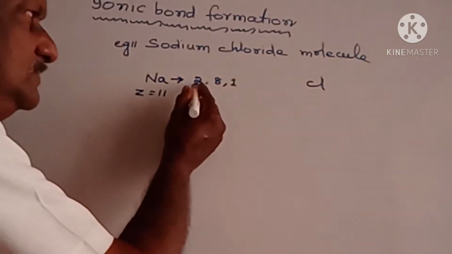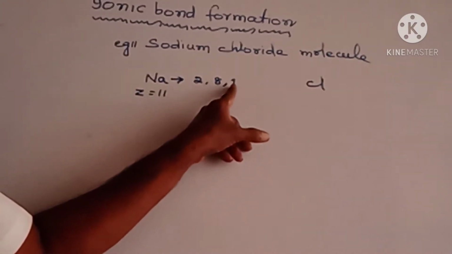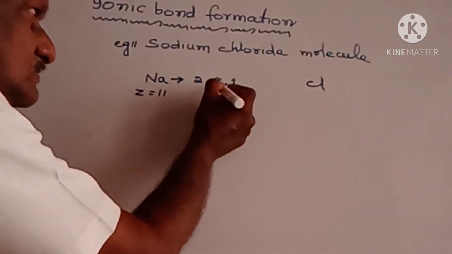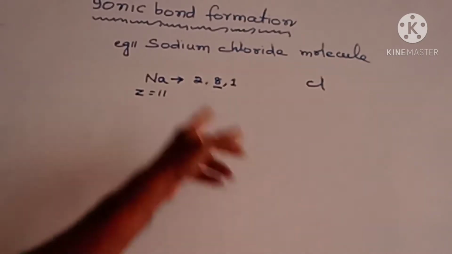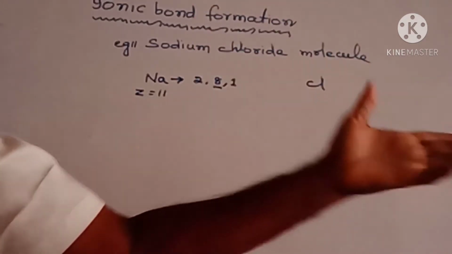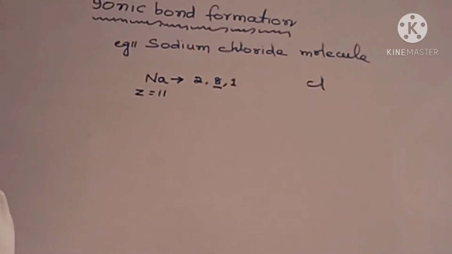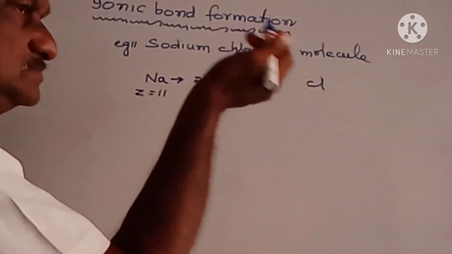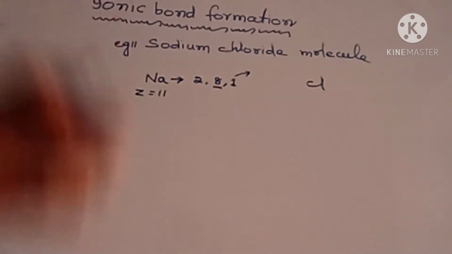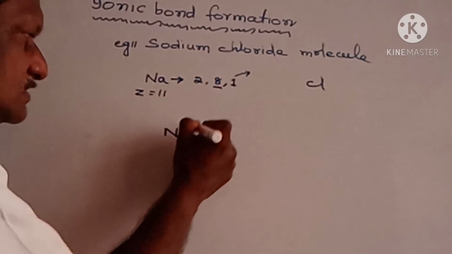When we observe its electronic configuration, if the sodium atom gives this last 1 electron to another atom, then 8 electrons will be there in the previous orbit, so that the sodium atom can get stability. Because of that, the sodium atom is ready to give this 1 electron to any other atom whenever it is required.